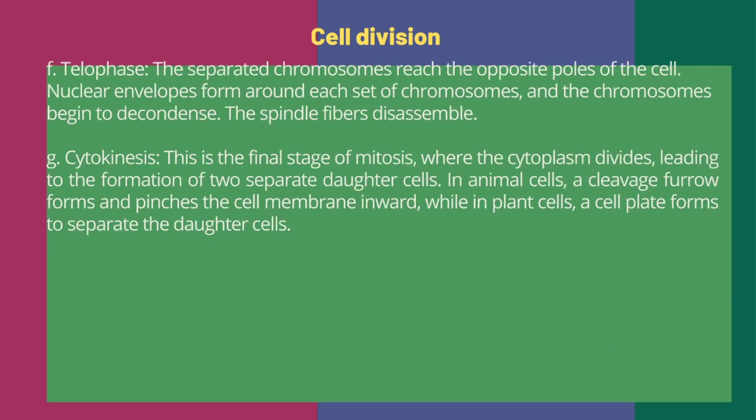F. Telophase. The separated chromosomes reach the opposite poles of the cell. Nuclear envelopes form around each set of chromosomes, and the chromosomes begin to decondense. The spindle fibers disassemble. G. Cytokinesis. This is the final stage of mitosis, where the cytoplasm divides, leading to the formation of two separate daughter cells. In animal cells, a cleavage furrow forms and pinches the cell membrane inward, while in plant cells, a cell plate forms to separate the daughter cells.